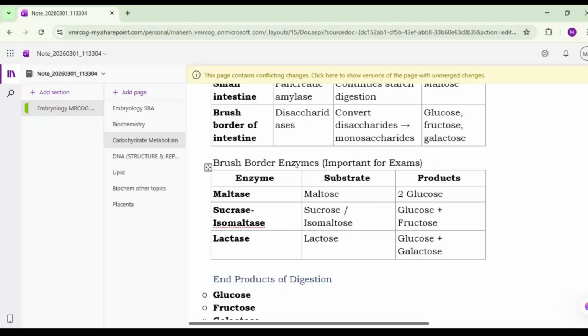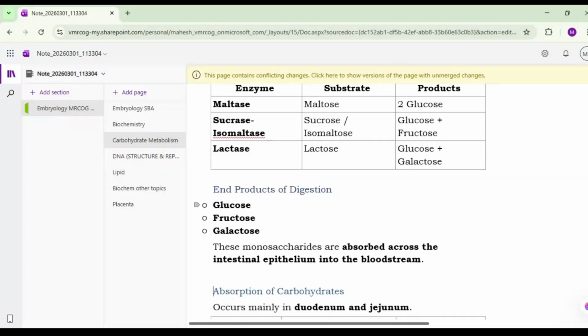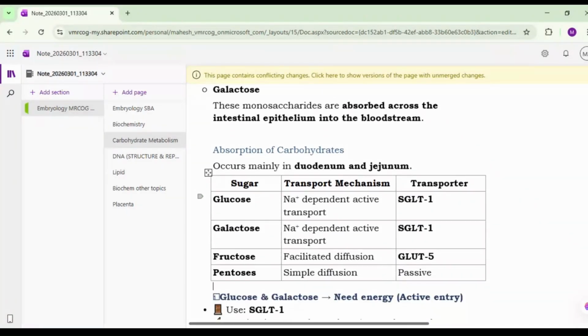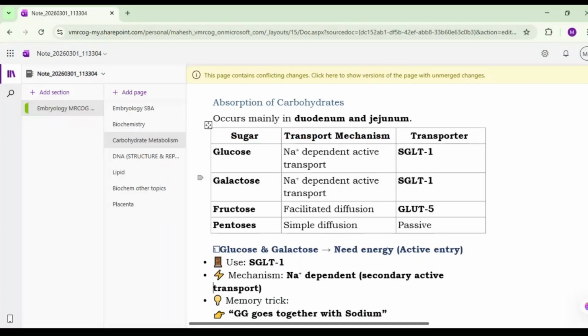So always glucose is there, along with either fructose or galactose, or glucose plus glucose. So maltase, sucrase, and lactase. Again, remember this, it can be asked in the SBA. The final end products are the monosaccharides: glucose, fructose, and galactose. These monosaccharides are absorbed across the intestinal epithelium into the bloodstream. Now, how does the absorption of carbohydrate take place? It occurs mainly in the duodenum and jejunum. This can also be asked as an SBA: where does carbohydrate absorption occur? It is the duodenum and the jejunum.